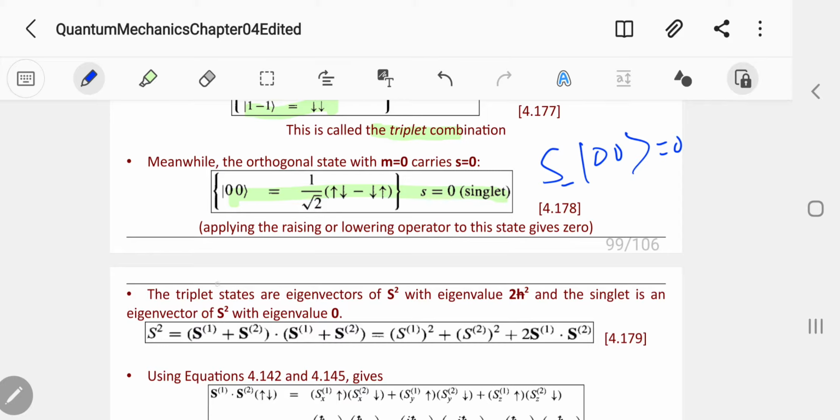The triplet states are eigenvectors of S square with eigenvalue 2h bar square, and the singlet is an eigenvector of S square with eigenvalue 0. So S square, by the way, is just equal to this. For a two-particle system, this is just S square.